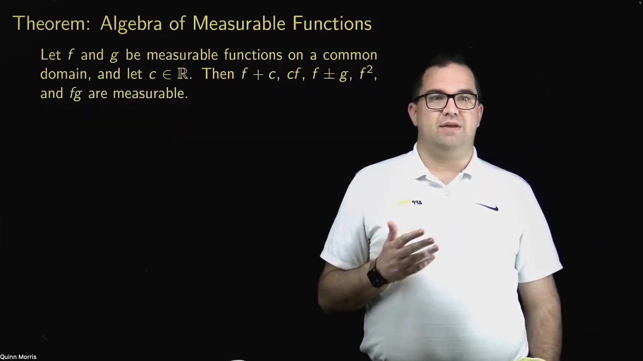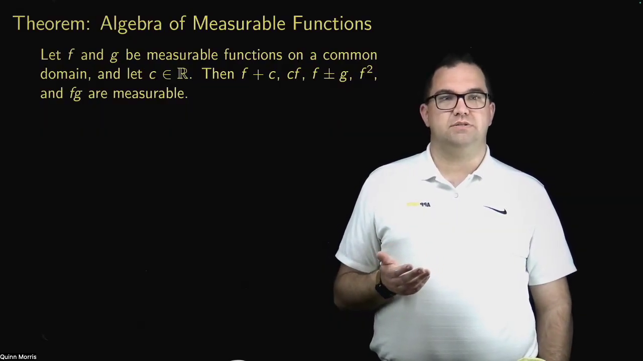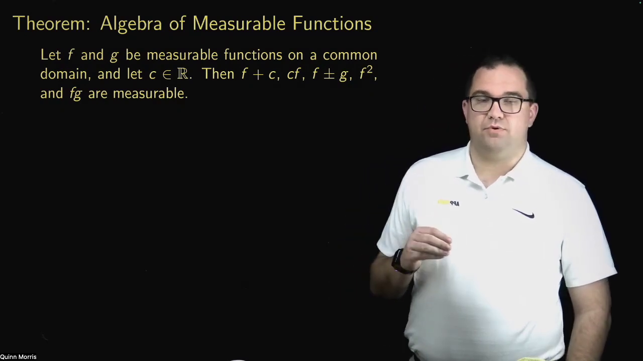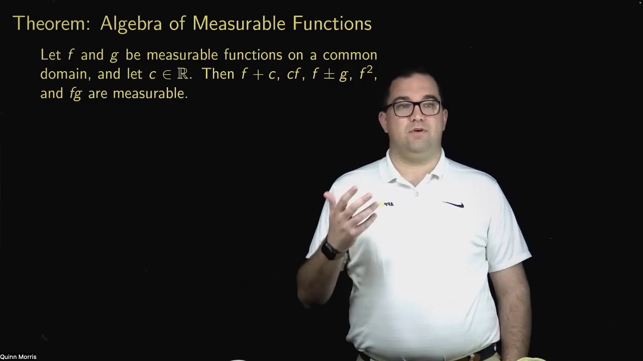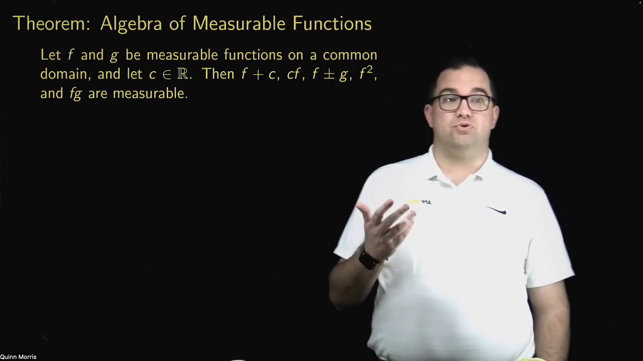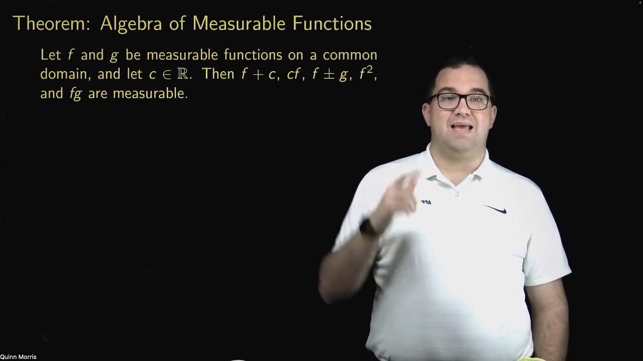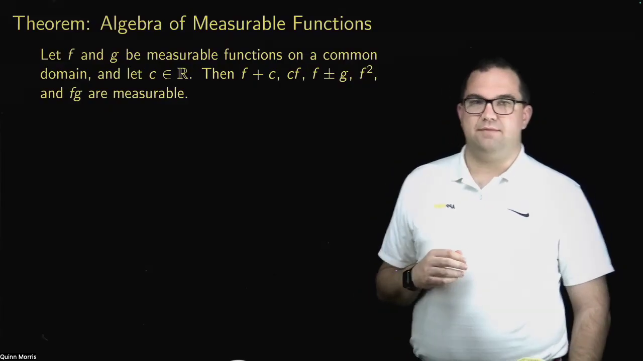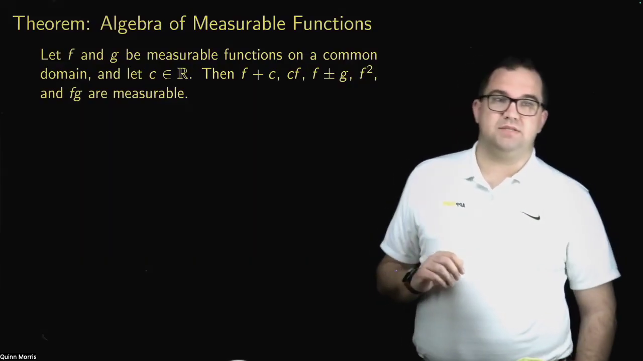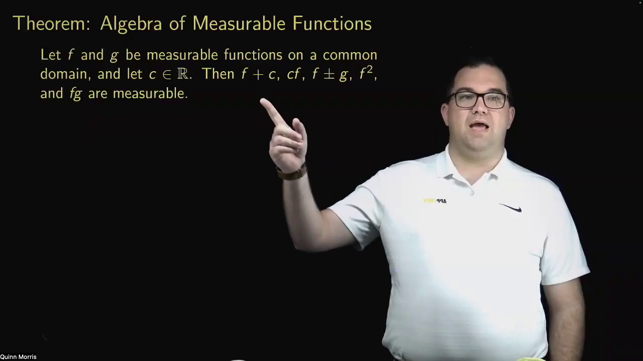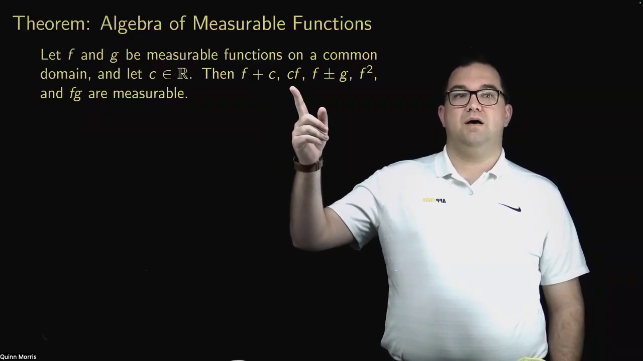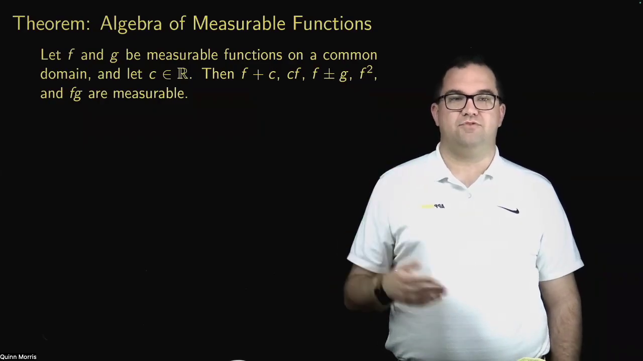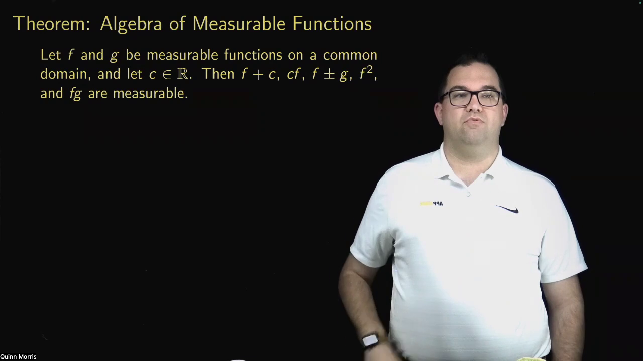So if we let f and g be measurable functions on a common domain, so remember, f and g being measurable functions means they satisfy one of those measurability conditions and they have a measurable domain. And in this case, they have a measurable common domain, so they're both defined on the same set. And let c just be some constant. Then the functions f plus a constant c, c times f, f plus or minus g, f squared, f times g, all of these are measurable functions.